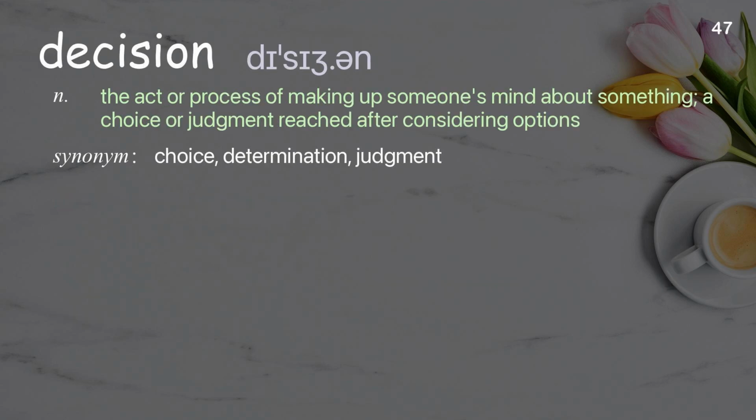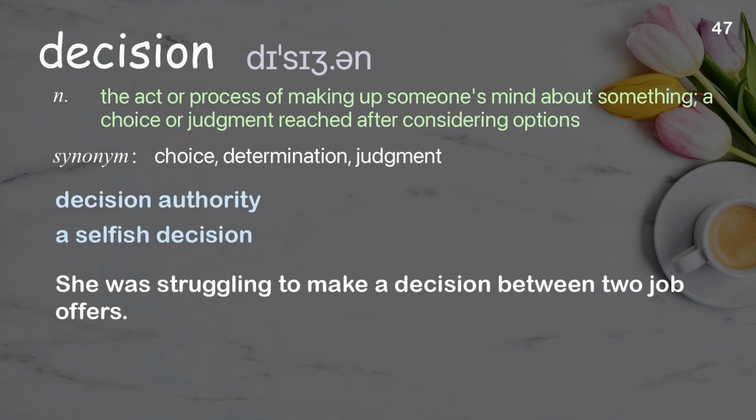Decision. The act or process of making up someone's mind about something, a choice or judgment reached after considering options. Examples: decision authority. A selfish decision. She was struggling to make a decision between 2 job offers.